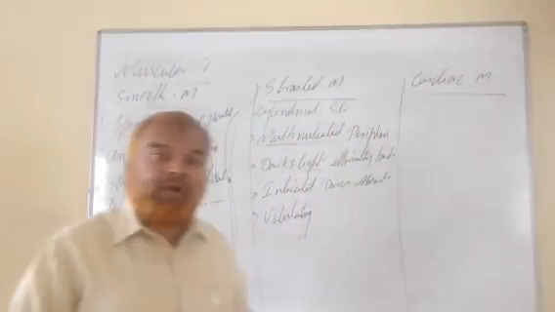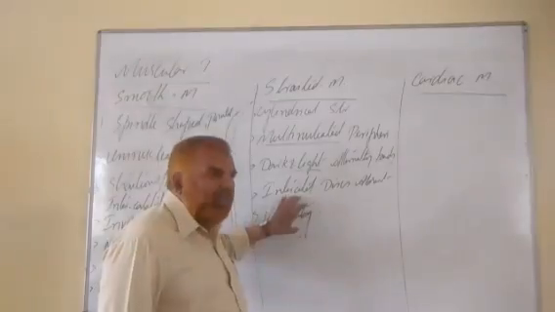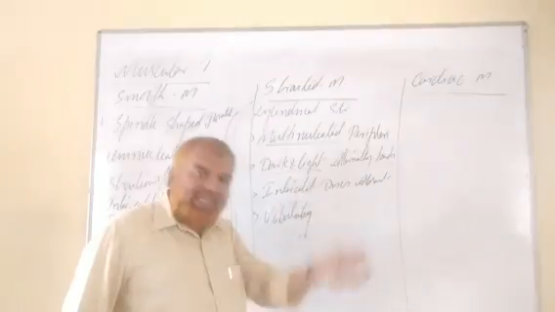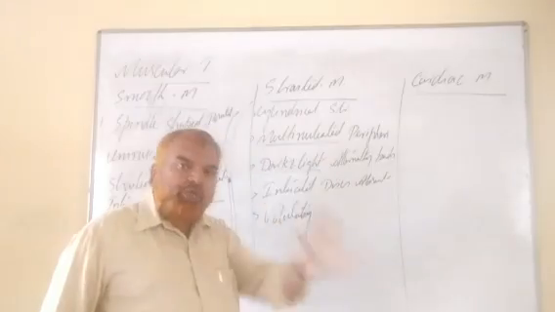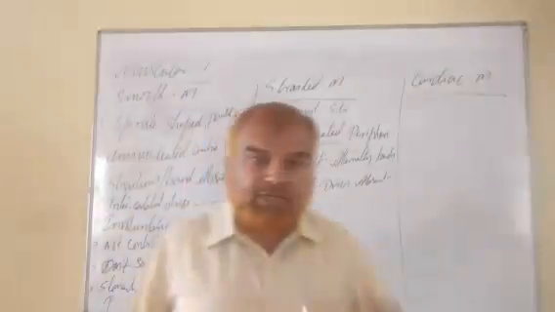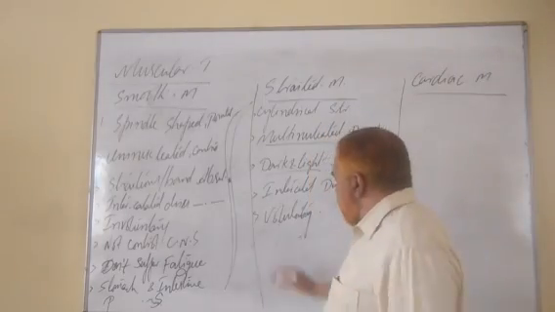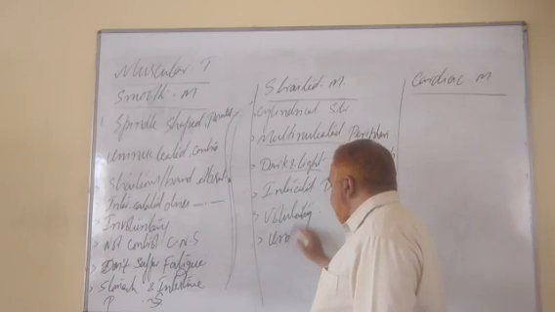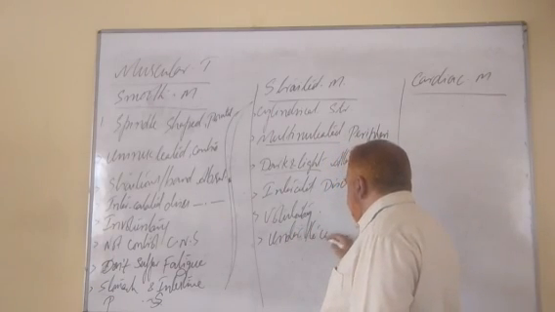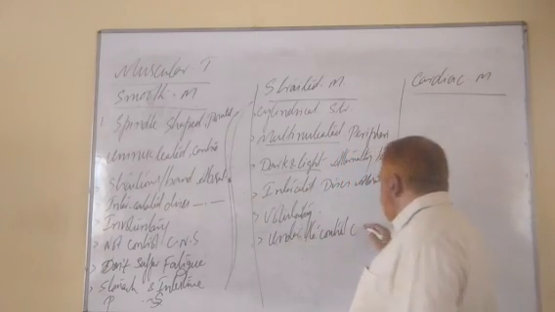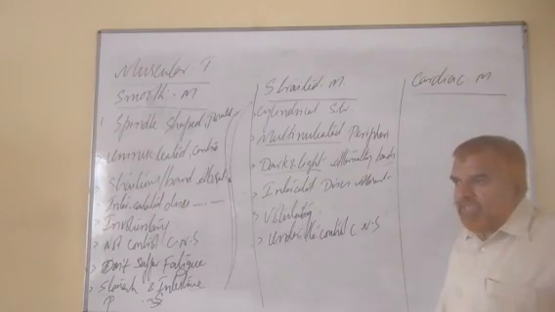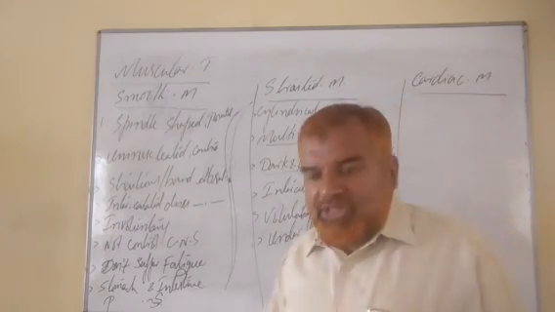Hence, they are referred to as what type of muscles? Voluntary muscles. Voluntarily, you can use these muscles. Fine? So they are voluntary muscles, under the control of the central nervous system.